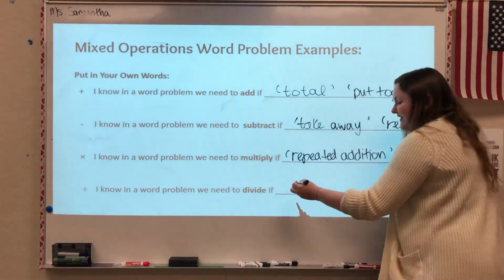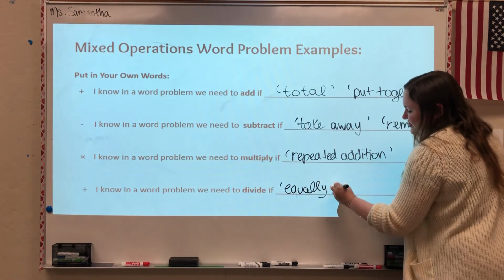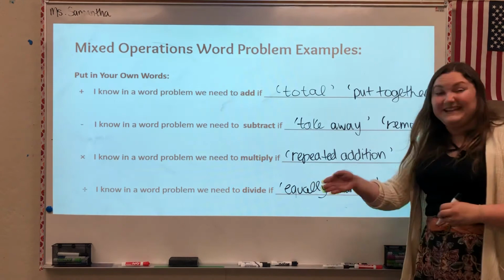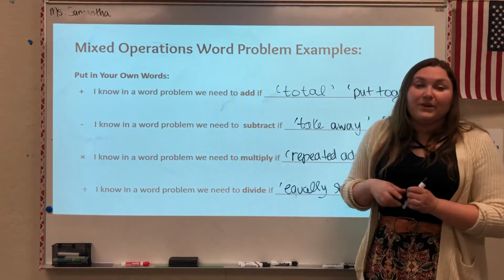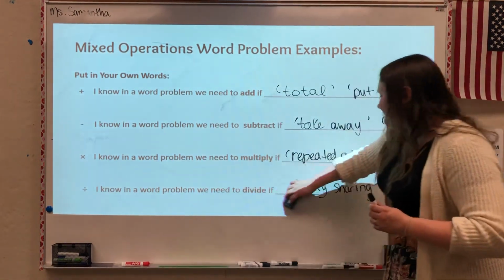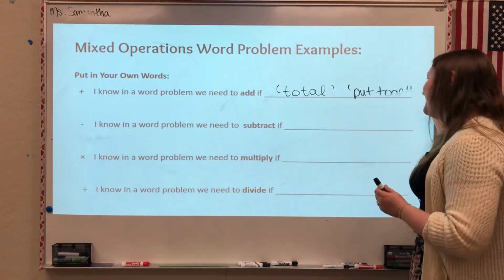Division, I'm definitely going to put down this idea of equally sharing. So equally sharing or splitting up something is a big clue that you're going to want to use division. So now that we've reviewed these, there are, I believe, 3 problems for you to look at.